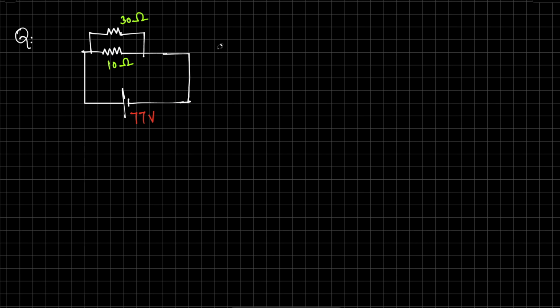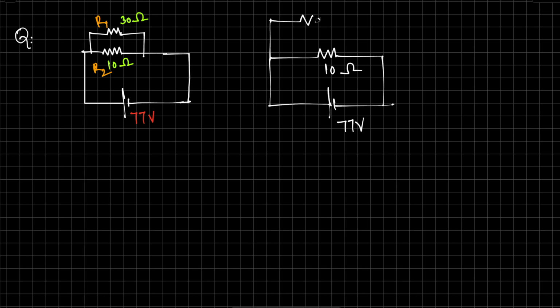Another question. We have two resistors in this problem, a 10 ohm resistor and a 30 ohm resistor. They're connected across a 77 volt battery. Let's call this resistor R1 and this one R2. I'm going to redraw the circuit. That's my 10 ohm resistor. It's connected to a 77 volt battery. That is 30 ohms, R2. These two are the same.